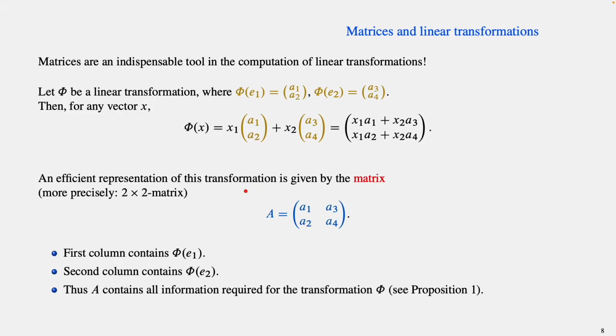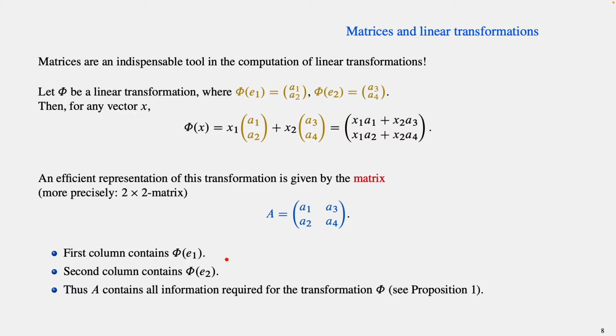And now an efficient representation of the transformation phi is given by this matrix here, which is a 2 by 2 matrix to be precise, so it has 2 rows and 2 columns. And what we do, we take the 2 vectors here to which our canonical basis vectors are mapped, and we write them behind one another as the columns into this matrix. So this first column is the image of e1 under phi, and this second column here is the image of e2 under phi.